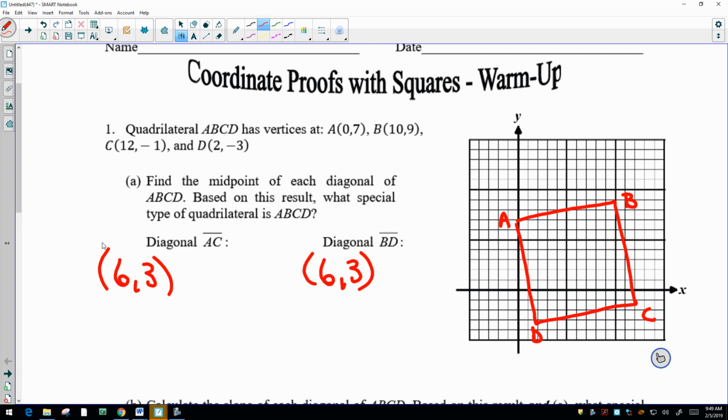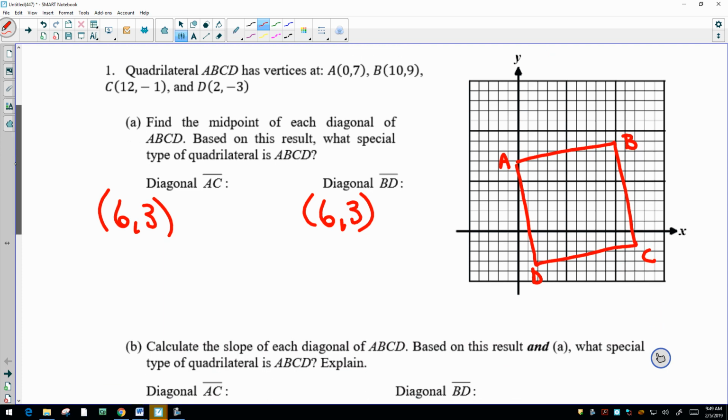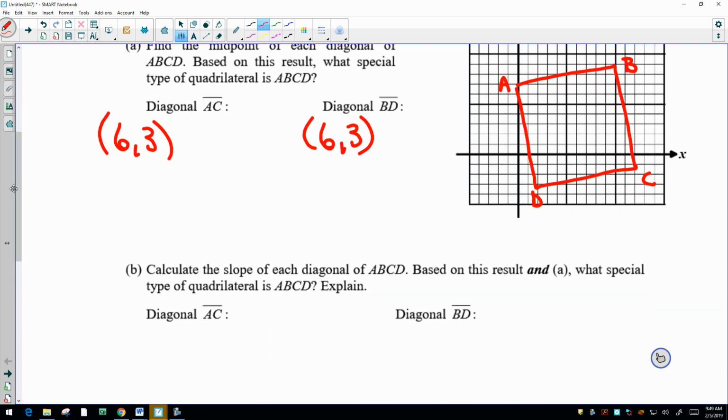So first off, if they have the same midpoint, what are midpoints telling you? Like, why would I test midpoint? What does it prove about the diagonals? That they bisect. So if I have the same midpoint, it's telling me diagonals bisect. So only knowing that I have a four-sided figure where my diagonals bisect, what could you tell me about the quadrilateral? What type of quadrilateral is it?